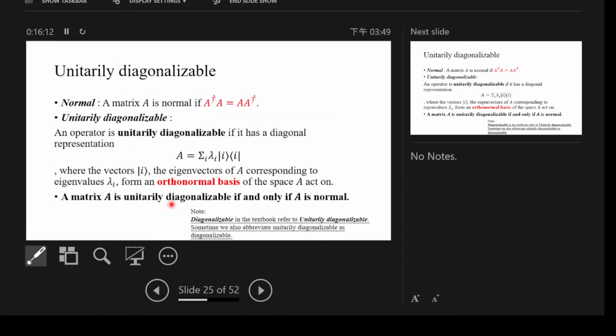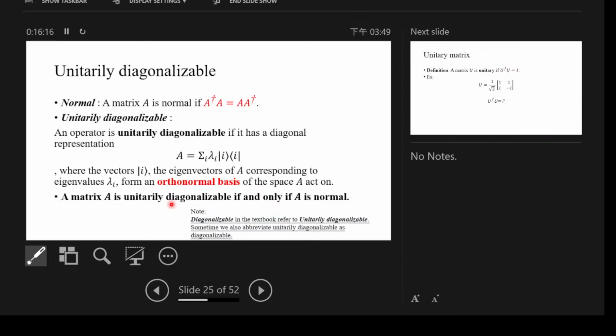Now let's go to another thing. We are still on eigenvalue and eigenvector. Your eigenvectors have a nice property, and I guess we should start from here. A matrix is unitarily diagonalizable if it can be written like this: A equals the summation of eigenvalue lambda i times ket i bra i. Basically those i's will be eigenvectors.